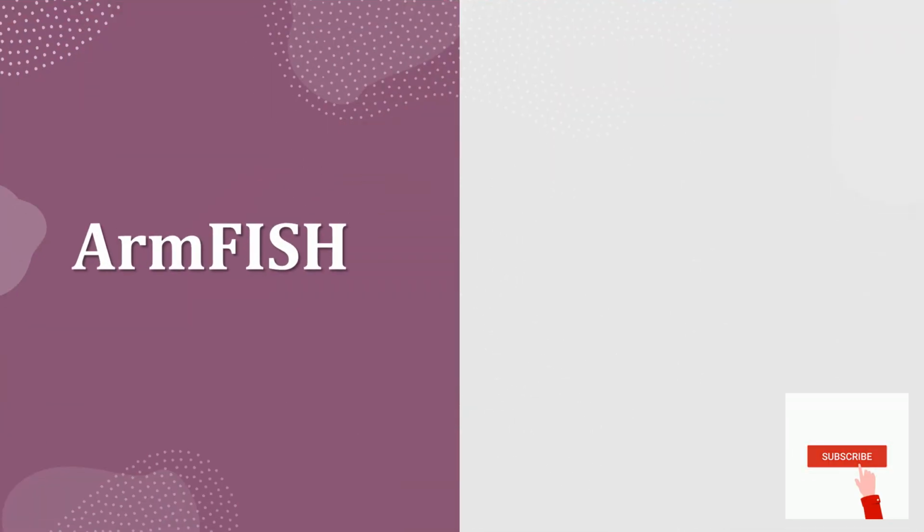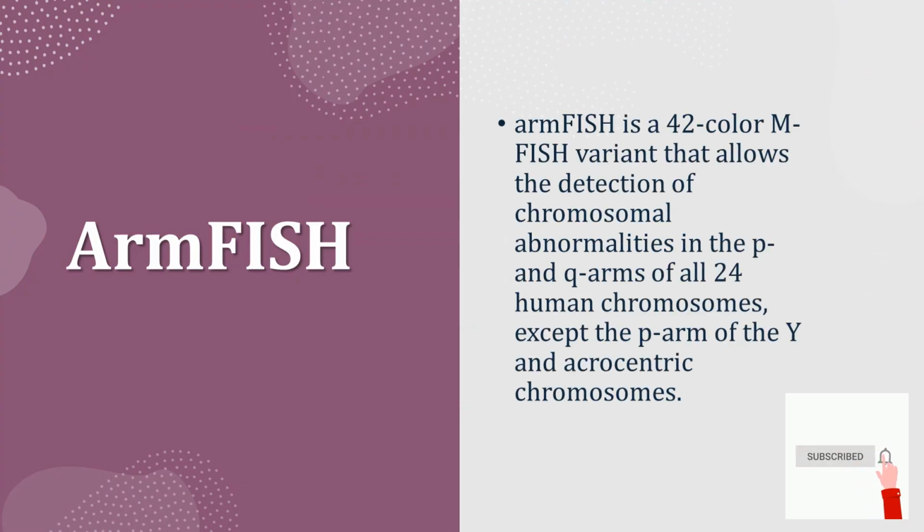ARM FISH. ARM FISH is a 42-color M-FISH variant that allows the detection of chromosomal abnormalities in the P and Q arms of all 24 human chromosomes, except the P arm of the Y and acrocentric chromosomes.